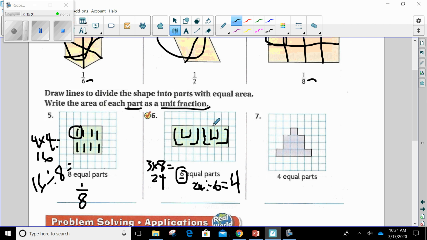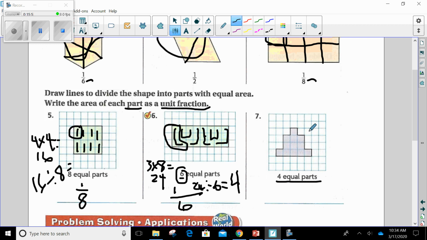Okay, we're going to write the fraction. What is the fraction for one of those parts? It's 1 out of 6. Okay. How many squares are in each part? Well, there's 1, 2, 3, 4. There's 4 squares in each of those 6 parts. Okay, I know it's a little bit confusing, but we'll get through this.